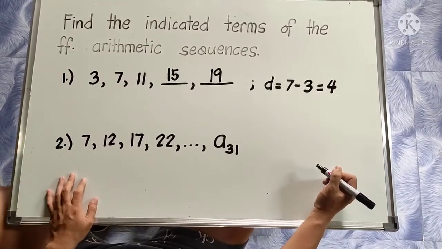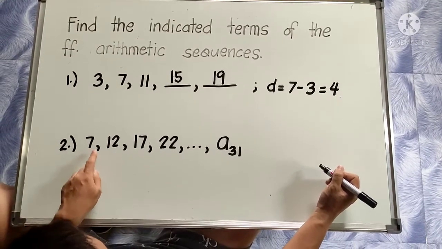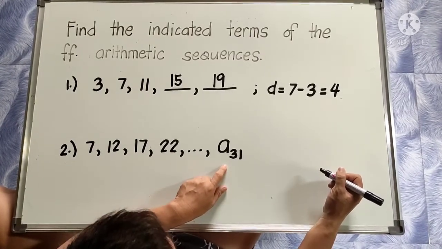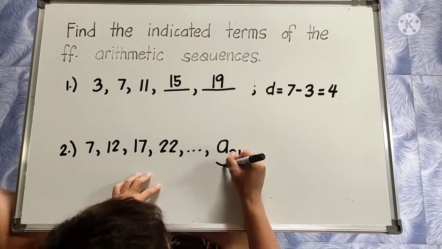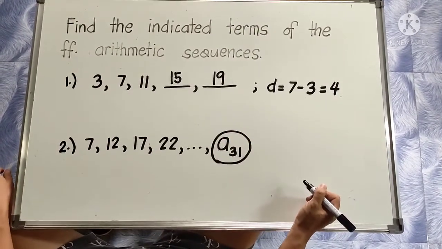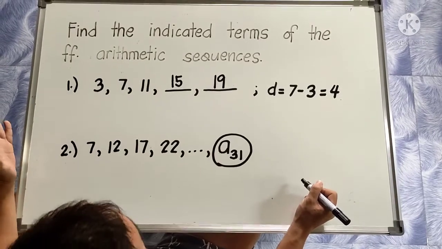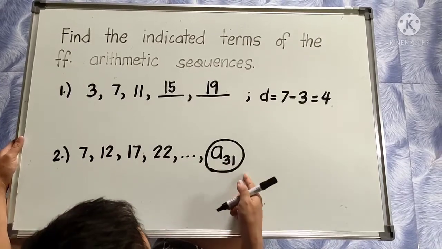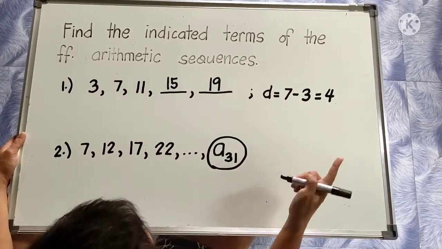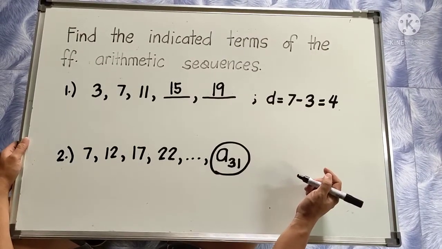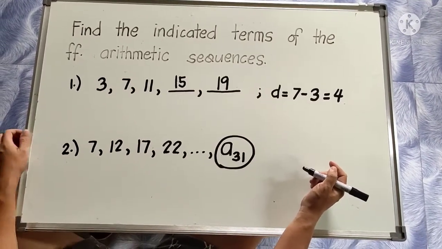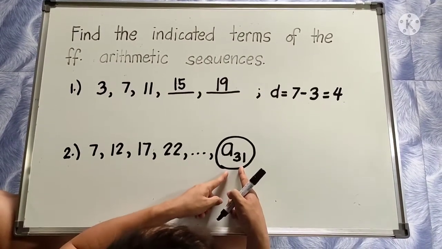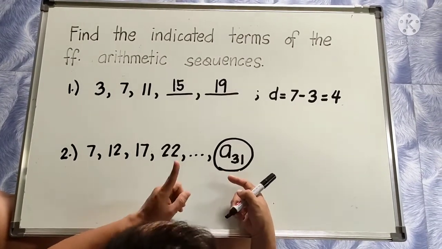Now let's move on to number 2. Let's consider this given: 7, 12, 17, 22, and so on. And then we're going to find a sub 31. So a sub 31 is our missing term. Now my first question is, is it wise to make blanks until you reach 31? The answer to that is no. It is very impractical to list down the missing terms after 22 until you reach 31 and you will be getting the 31st term only. That would be very unwise.